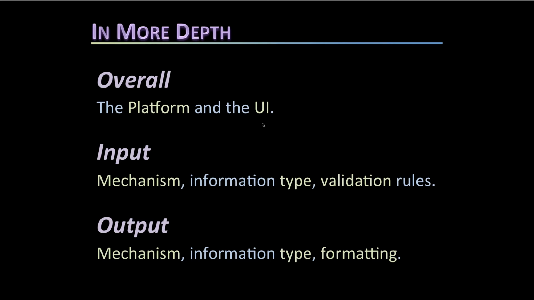For the input, three things are involved. We need to know how the user will interact with the software. Perhaps the user will type in a few entries, perhaps select from a drop-down list, push a button, a combination of these, and so on. The second point is understanding the type of information that the user will supply. Is it numeric? Is it strings? Is it dates? And so on. And number three, the validation rules.